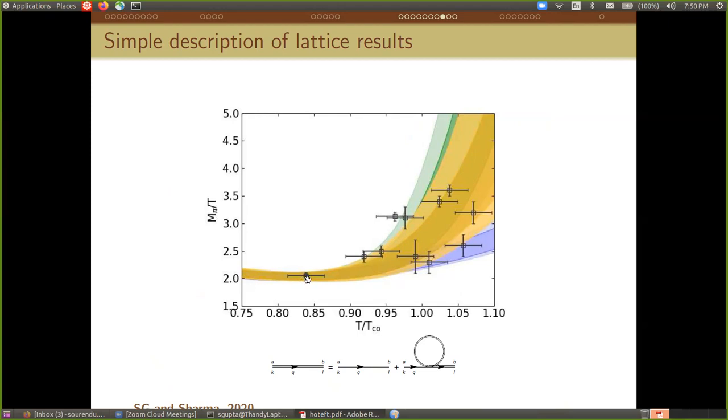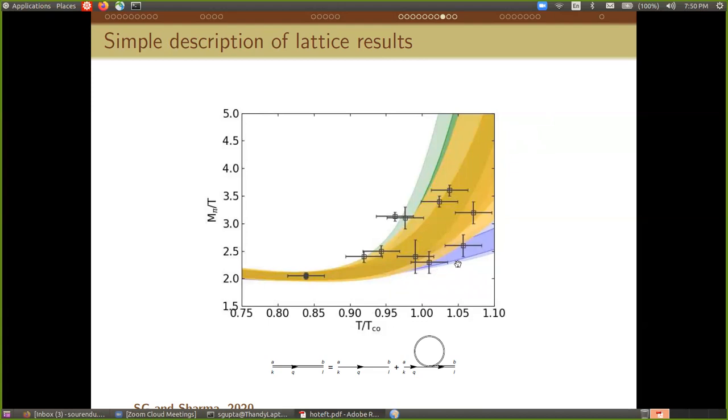So here what I've done is I have fixed the parameters of the model using this one measurement just below T_C. And then I have extrapolated this to a range above T_C. So the pion exists above T_C. And that can happen because I have a crossover. If I had a phase transition, then the pion would be restricted to being below T_C, but here I can go above T_C.